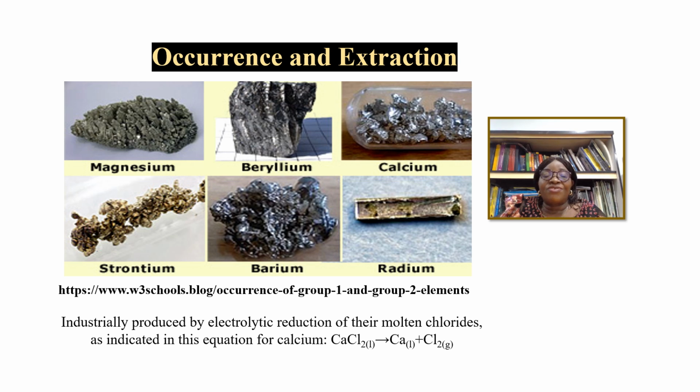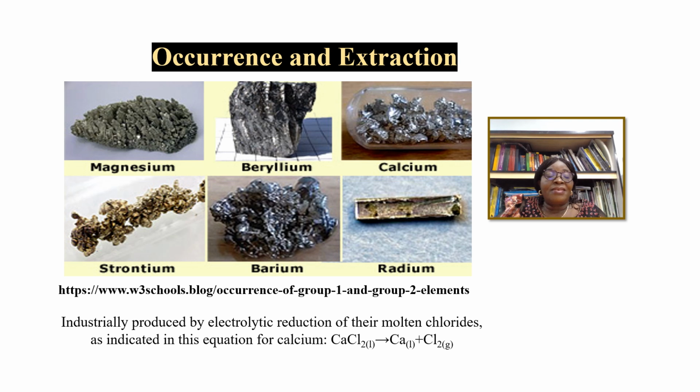Their occurrence and extraction. They are shiny, silvery white, and reactive metals. They occur in nature in rocks, except radium, which occurs due to the decay of uranium and thorium. Alkaline earth metals occur within compounds in nature, but not in pure form. They cannot be seen in pure form. This is because the alkaline earth metals are reactive and will bond with other elements to form compounds. Remember, they have 2 valence electrons that they are willing to give out to form compounds.